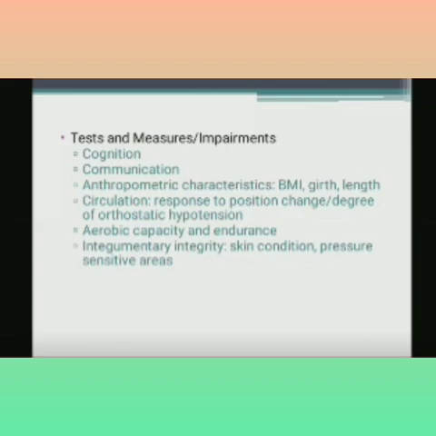Then you need to know about the skin condition. For that, you have to keep on checking the different pressure points in the skin where the chance of bed sore or decubitus ulcer is possible.